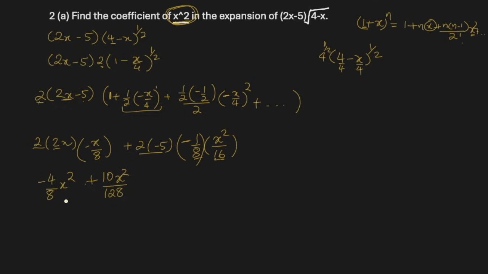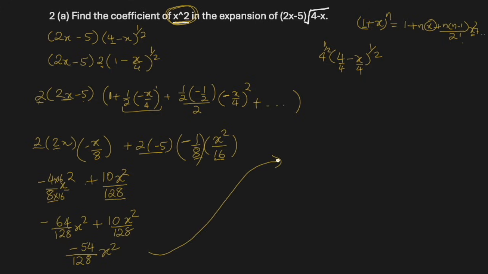Okay. Now both of them have to become 1 because both are x squares and we need their denominators to be same. So let's multiply by 16 and multiply here also by 16. So we get what? Minus 16 times 4, 64 over 128 x square plus 10 x square over 128. So now their denominator is same, 128. Minus 64 plus 10 is minus 54 x square.